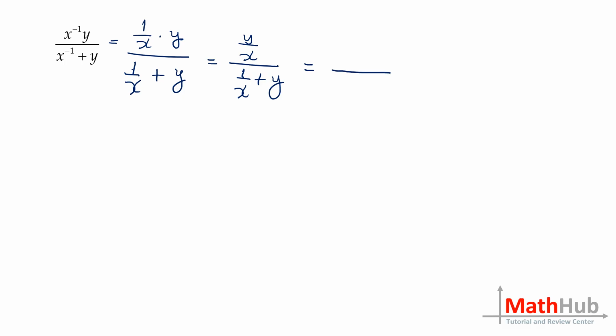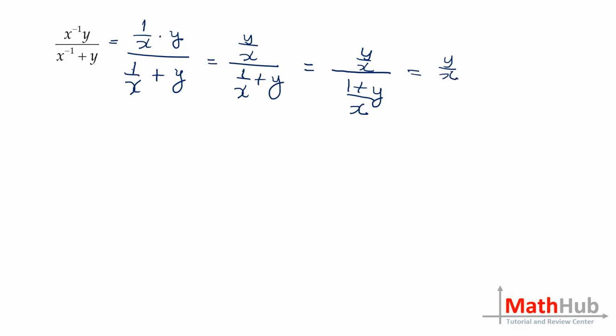How do we attack complex fractions again? Turn the numerator and the denominator into single fractions. Our numerator is already a single fraction, so let's just copy y over x. And then for the denominator, the LCD is x. So we have 1 plus y. So we now get y over x.